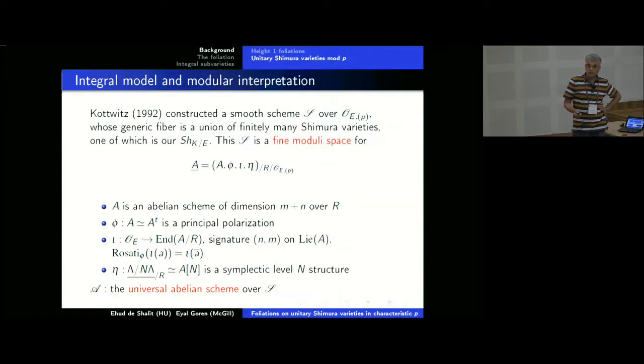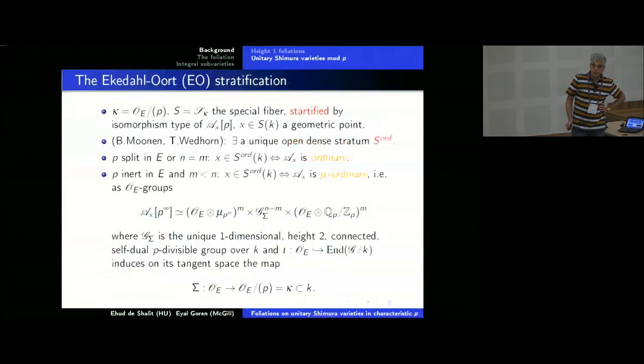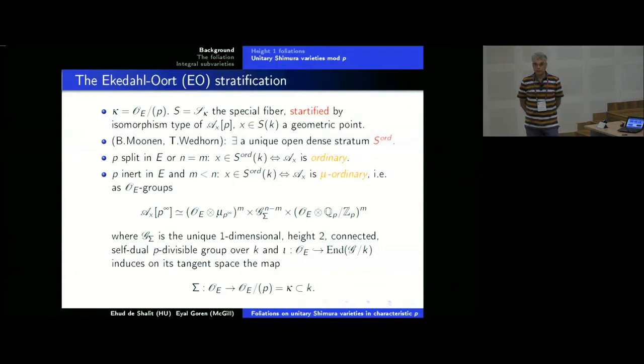And we will be interested in the special fiber of the integral model, which is a nice variety over kappa. Kappa is F_p squared, the residue field of O_E at P. Oh, sorry, I didn't say that P is inert, but soon it will be inert. So if P is inert, kappa will be F_p squared. And Eknath and Ehud found a very nice stratification of this special fiber in characteristic p by the isomorphism type of the kernel of p, which is a finite flat group scheme at geometric points.